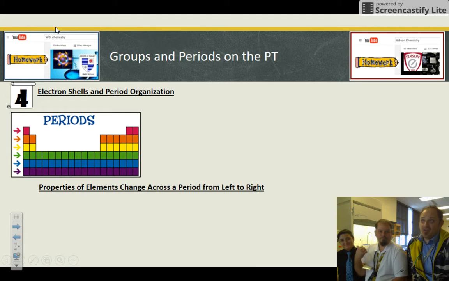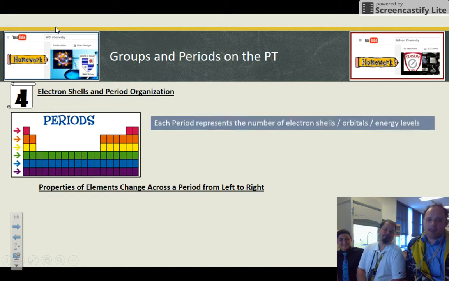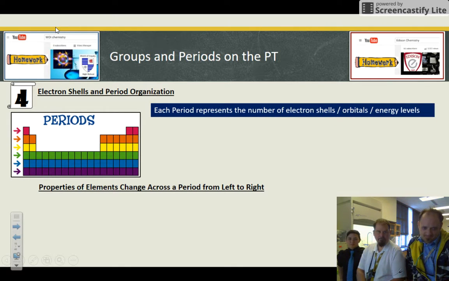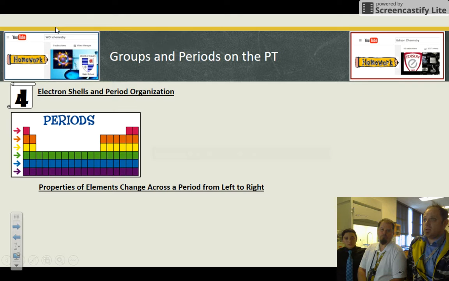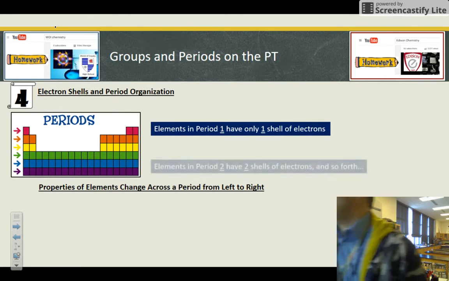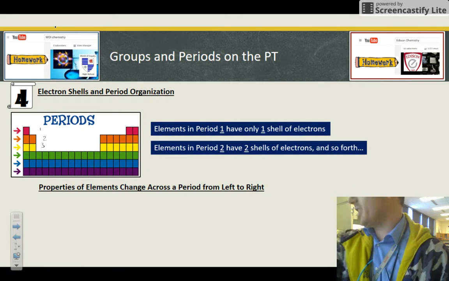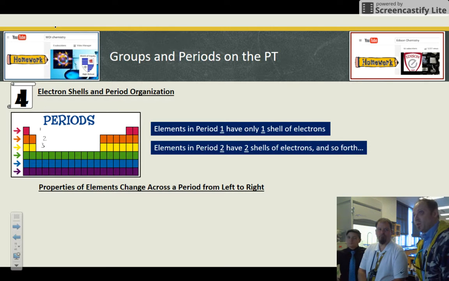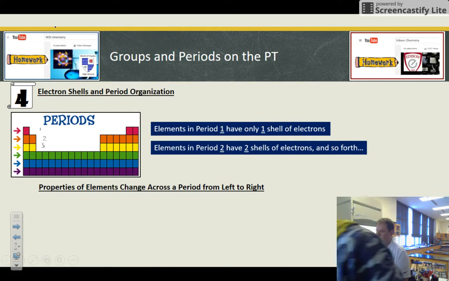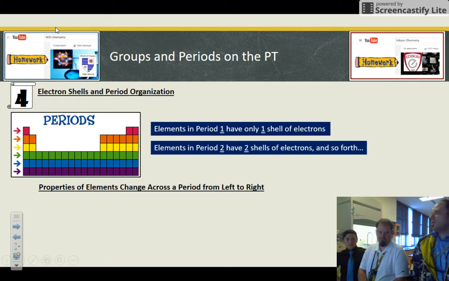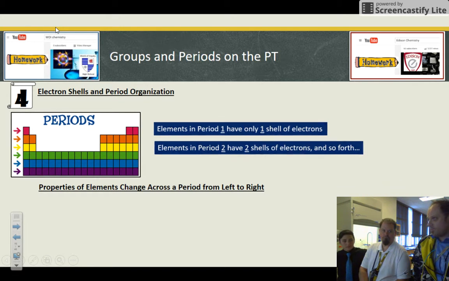Electron shells and the period organization. Each period is going to represent the number of energy levels that we have. These are also called electron shells or orbitals. So let me pick up the pen and show you: 1, 2, 3, et cetera, all the way down. One has one shell, two has two, and so on. Same pattern all the way through.